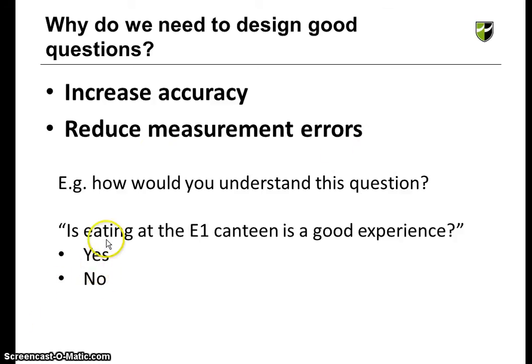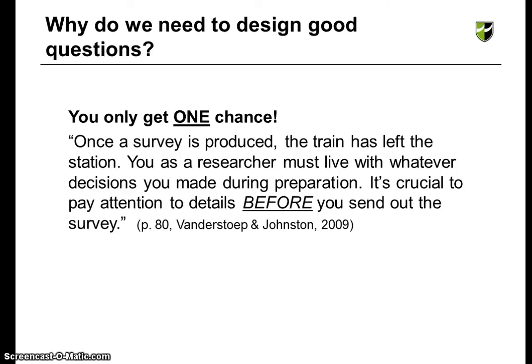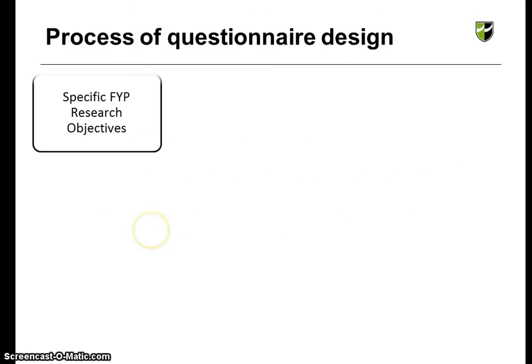And when you set it as yes or no, what happens to those people who thought it's so-so, neutral, or good to a certain extent? With that, we are not able to capture our understanding of how the students see their eating experience at the E1 canteen. Tricky. So I'd like to remind you, you only have one chance. So make sure you put in a lot of effort in ensuring your questionnaire is good, and let's roll it out. The process will be as such.